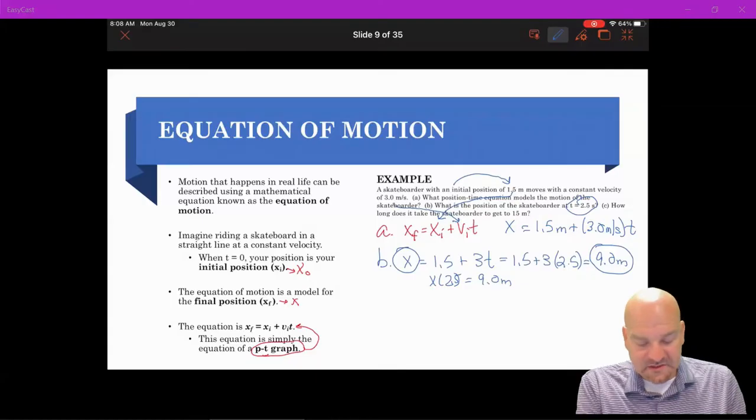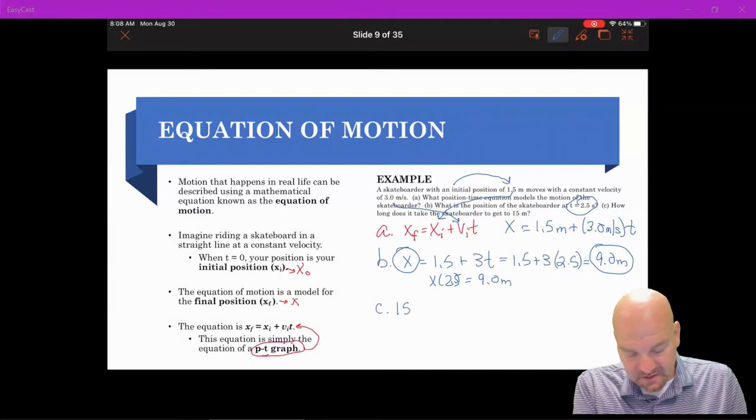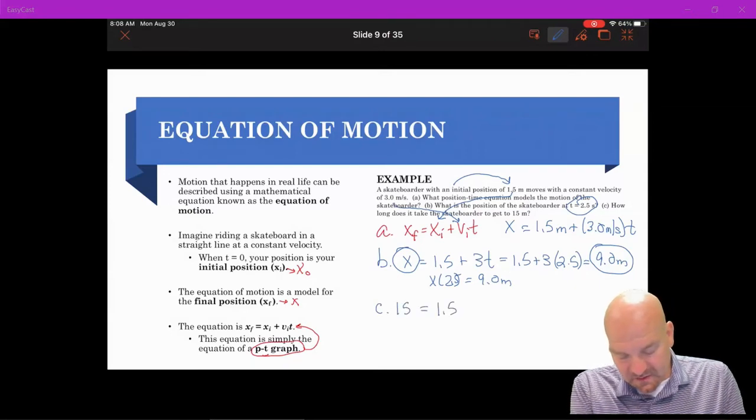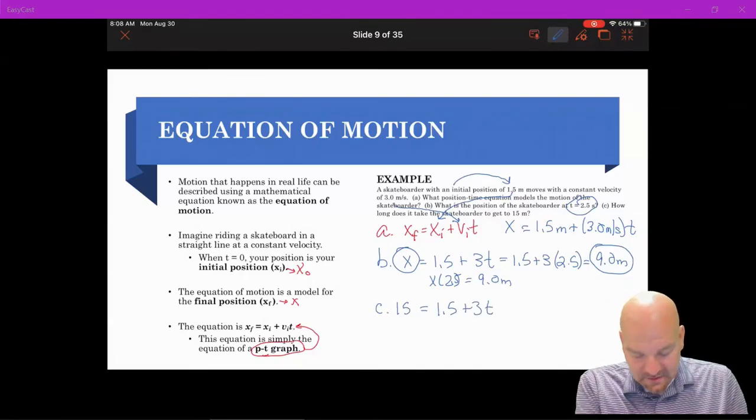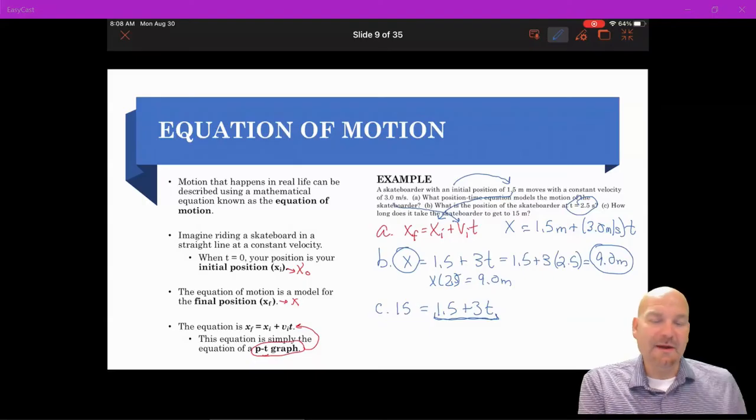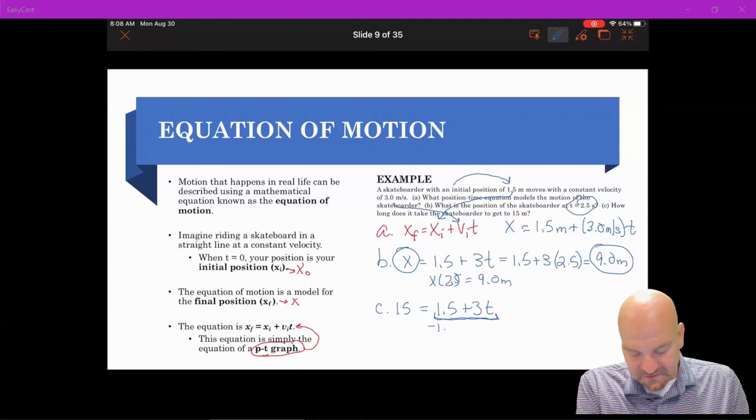Okay, part C. How long does it take the skateboarder to get to 15 meters? This is going to require a little bit of algebra. It's going to say 15 equals 1.5 plus 3 times t. Again, this is the model of my motion. The difference from part B, where we were given the time, is that now we're solving for the time by being given the final position. My first step is going to be to subtract 1.5 over, so it's going to be 13.5 equals 3t.